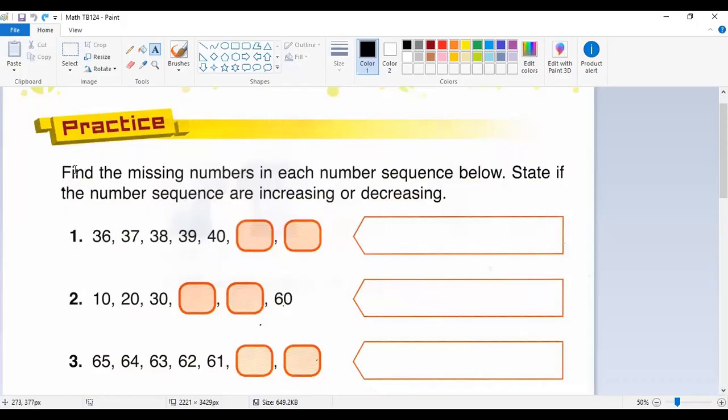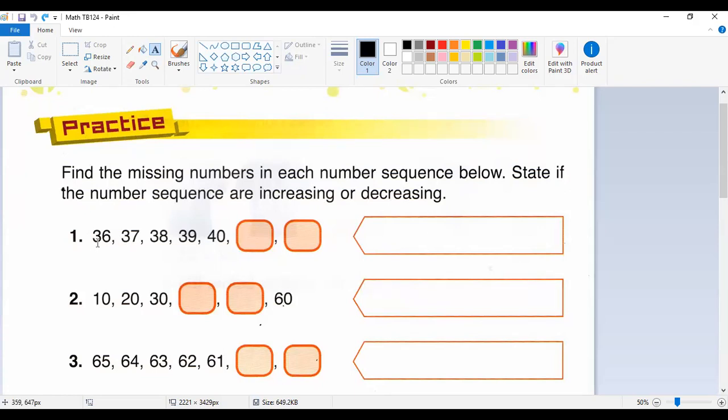So, page 124. Find the missing numbers in each number sequence or number pattern. And then say whether the numbers are increasing, that means we're counting forward, getting bigger, or decreasing, means we're going backward, getting smaller. So who's going to help me with the first one?